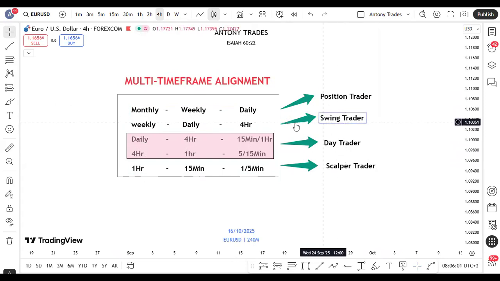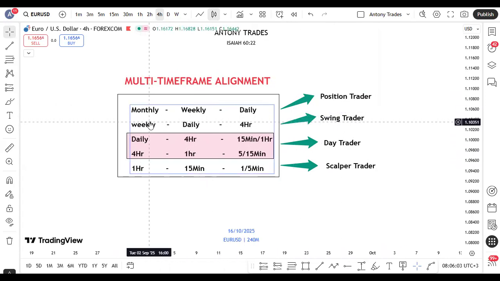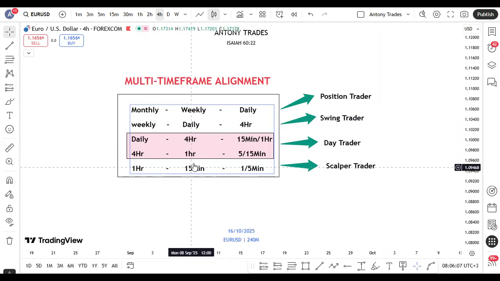Now, switching to the swing trader, you start your analysis from the weekly time frame. Then you identify and refine your point of interest from the daily.